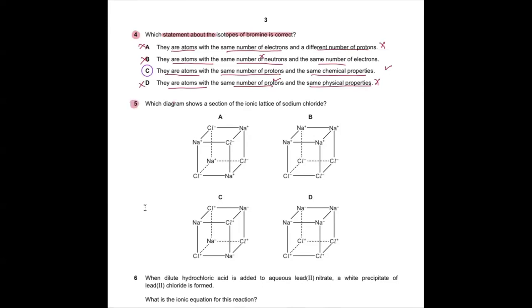Now MCQ number 5. Which diagram shows a section of the ionic lattice of sodium chloride? So sodium chloride has sodium positive ions and that must be bonded on both sides to the negative ions. So all positive ions surrounded by each other goes wrong. Sodium being a negative ion makes D wrong. Sodium being a negative ion makes C wrong. So we are only left with option A. So option A is the correct one.